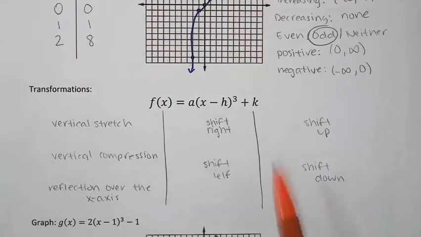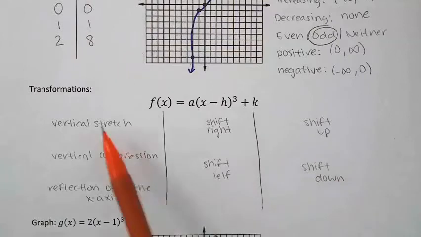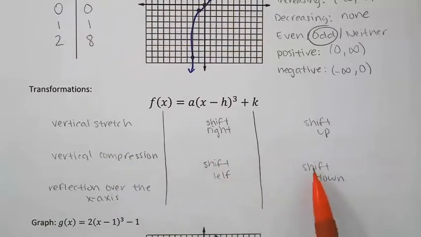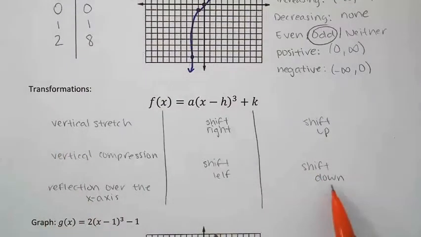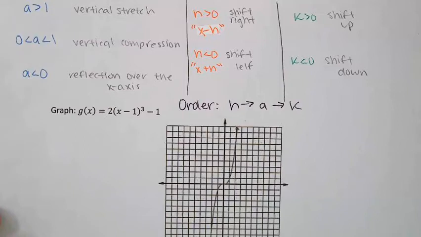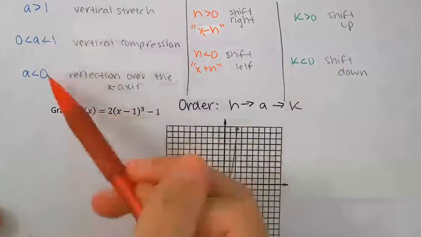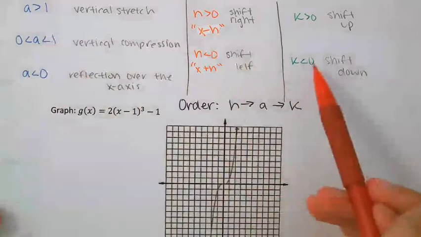Here, we're going to talk about some of the transformations. I've listed all the transformations. I would like you guys to go in and say which letter goes with each transformation, and then give the range of values for that letter for which these transformations occur. Pause the video here.